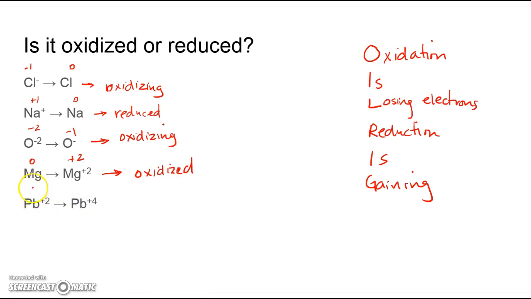For this one, you have a +2 charge going to a +4 charge. Again, it's becoming more positive, and in that case, it must be because it lost electrons. Again, it is oxidized. So it's a good way to review and determine how to see whether or not you've gained or lost electrons.